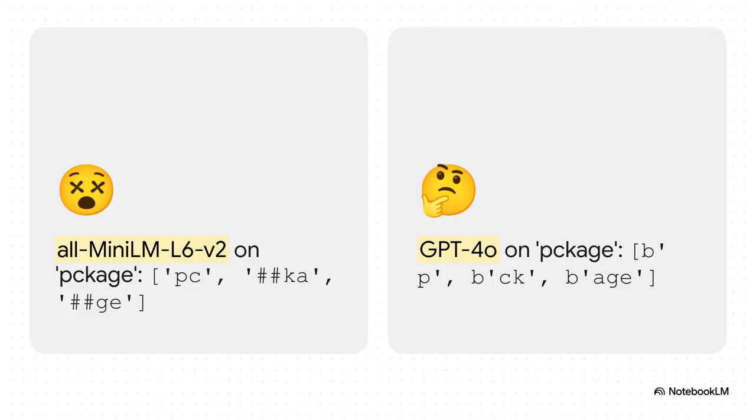And typos? Oh man, that's another classic way this all falls apart. A customer misspells package, and just look at how the tokenizers freak out. They just shatter the word into gibberish. PCK-AG-G. Seriously? How is an AI supposed to figure out the customer has a problem with a package when it's being fed these totally meaningless bits and pieces?